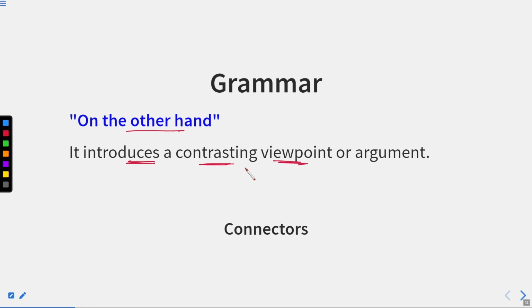Now, this thing should be kept in mind. Whatever we write after the phrase on the other hand should consist of that element that is just opposite to the view which has been said or suggested. It should be opposite to that particular statement which has been previously stated.